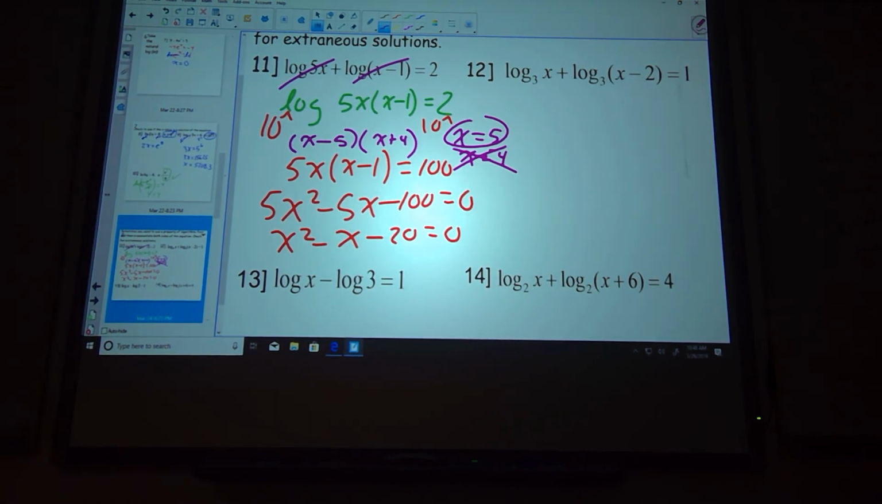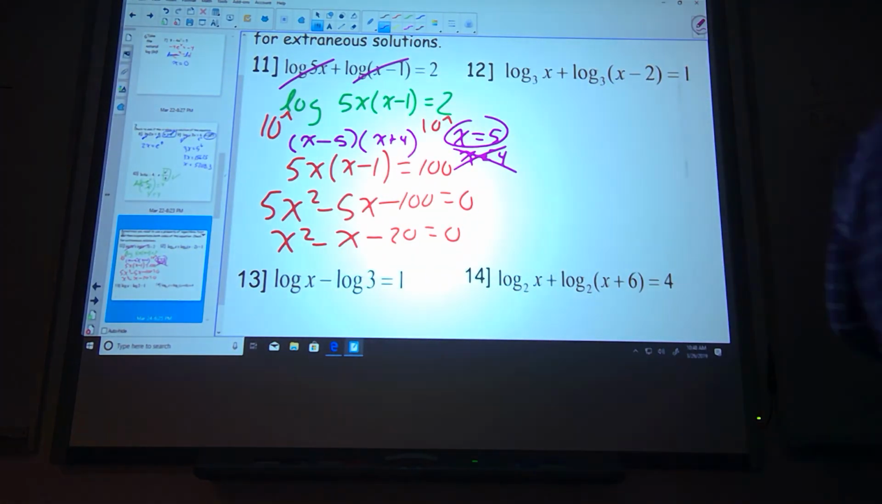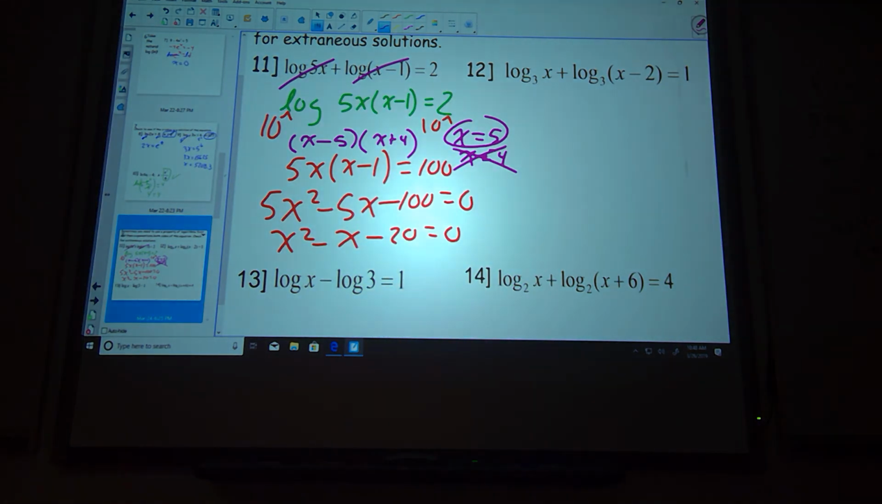Okay, so we had an extraneous solution. If two solutions showed themselves, one of them doesn't work in the original because it gives you a log or a natural log of a negative number.